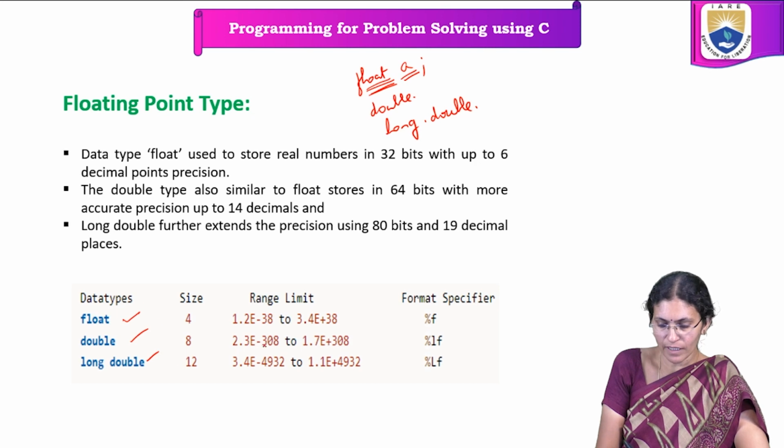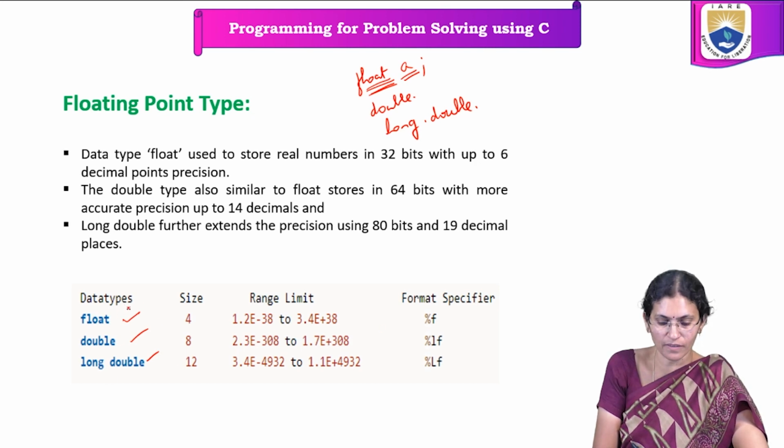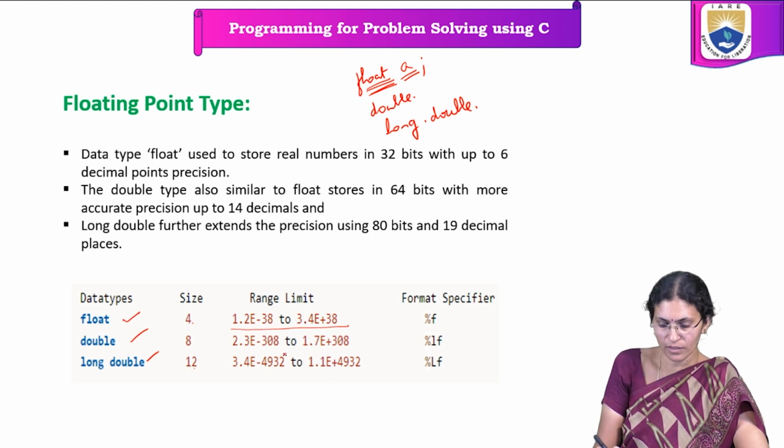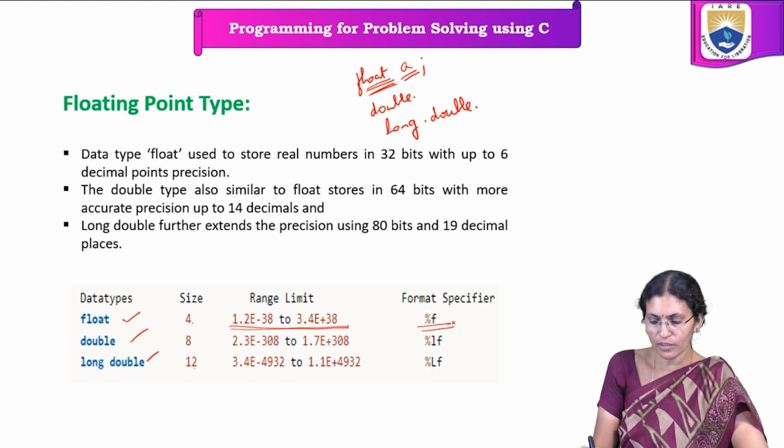Here also there are 4 columns. The first column represents the data type. The second column represents the memory location. The third column is range of values or range limit. And the last column is format specifier. So float requires 4 bytes. And the range of values you can see here, 1.2 10 power minus 38 to 3.4 10 power plus 38. These values you can also calculate by using the same formula which we discussed in the previous slides. The format specifier to print a float value is %f.